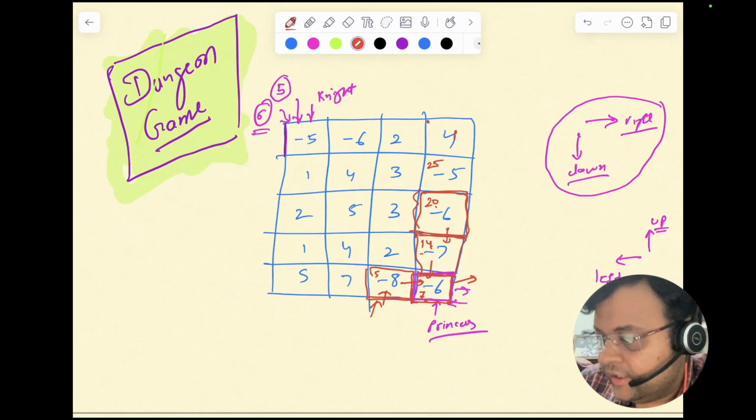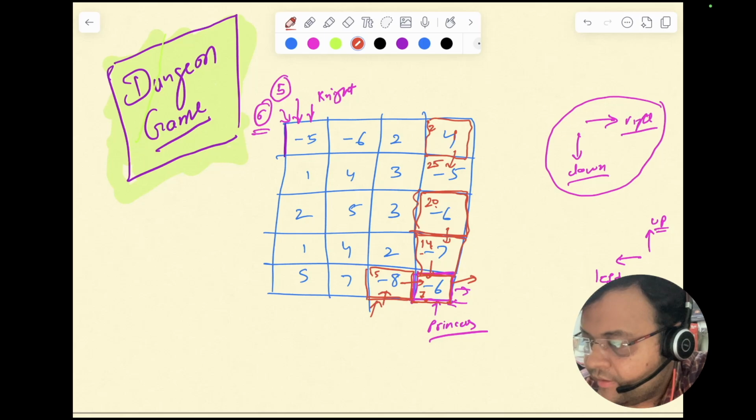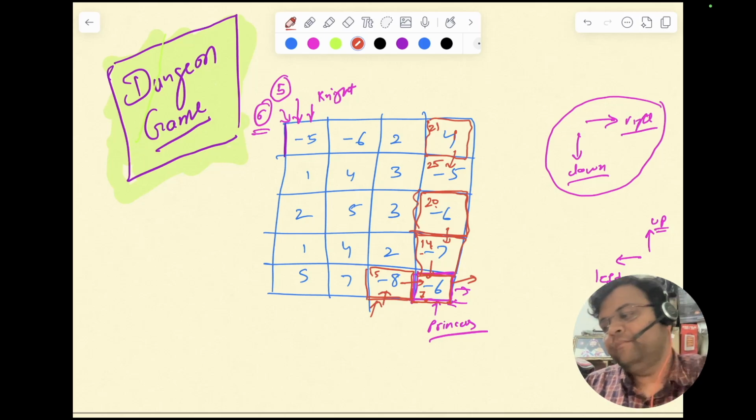here, think about this. For example, he's in this room, right? He's gaining 4 points here, and after entering this room he needs 25, correct? So he needs 21 here, right? With 21 he can gain 4 points here, which will add up to 25. I hope you are clear about this.